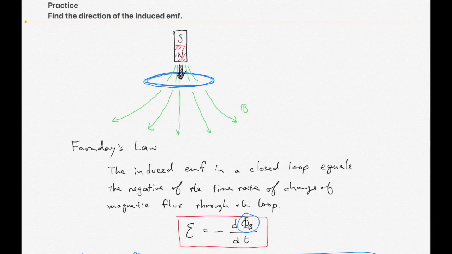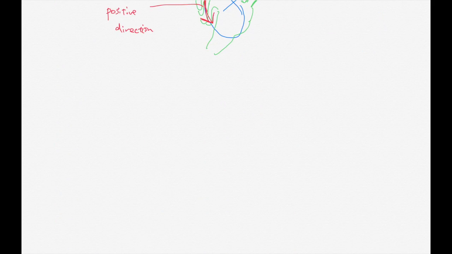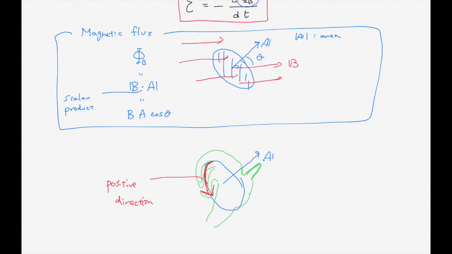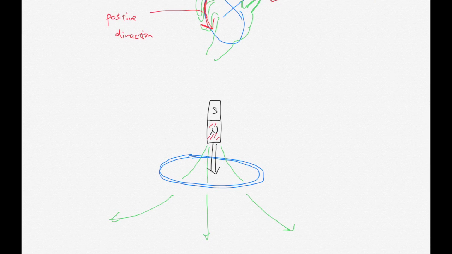Then we'd like to go back to the original question. I'd like to write on the same figure, with the circular conductor we have. The magnet has N and S poles, and this magnet is approaching the circular conductor. Then we introduce the direction of the area vector A. We have two choices, upward or downward, but either one is fine. For example, we choose the area vector A directed upward.